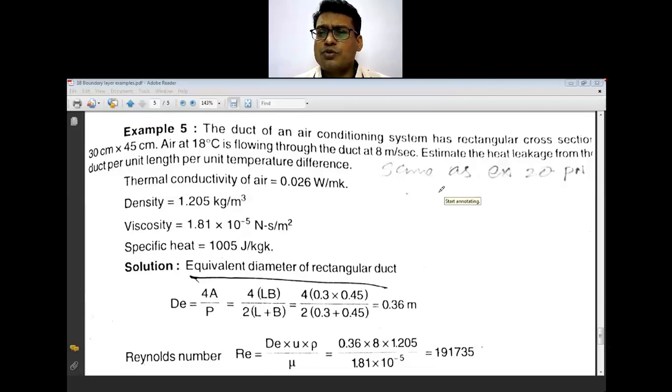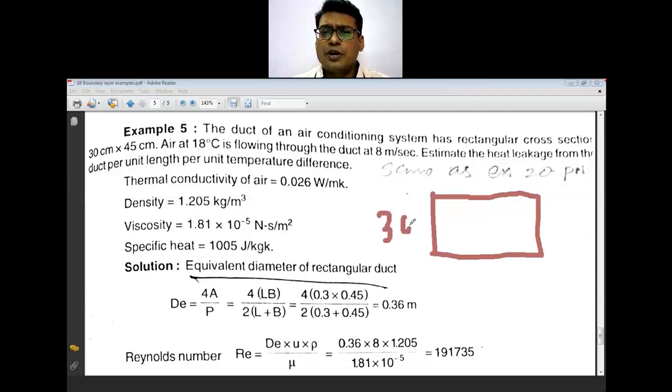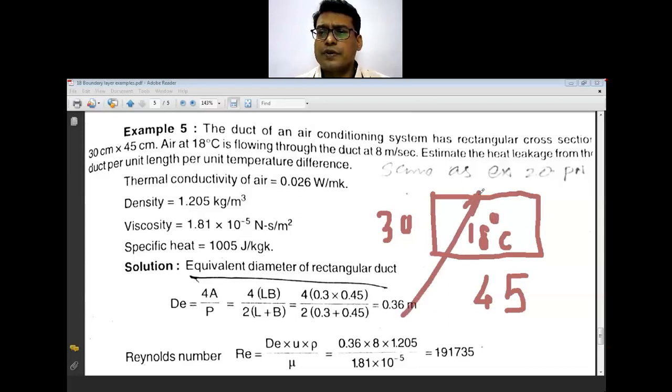So first I am going to draw a rectangular duct having the distance of 30 centimeter on this side, 45 centimeter on this side, and 18 degrees Celsius is the temperature, and the velocity is 8 meters per second. So this is a rectangular duct. What will be its equivalent diameter now?